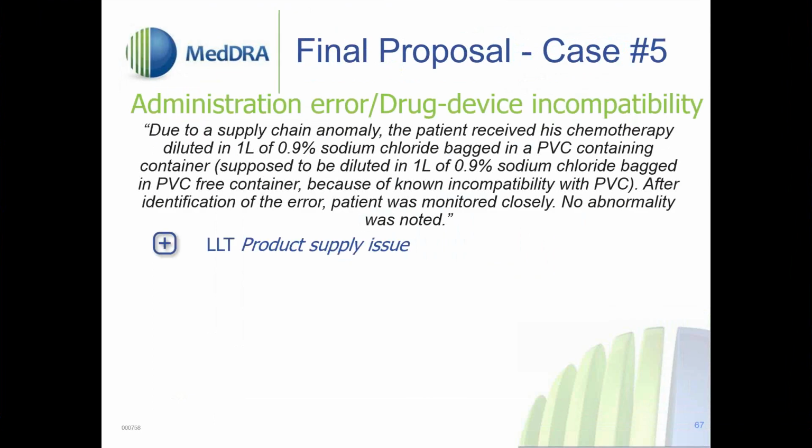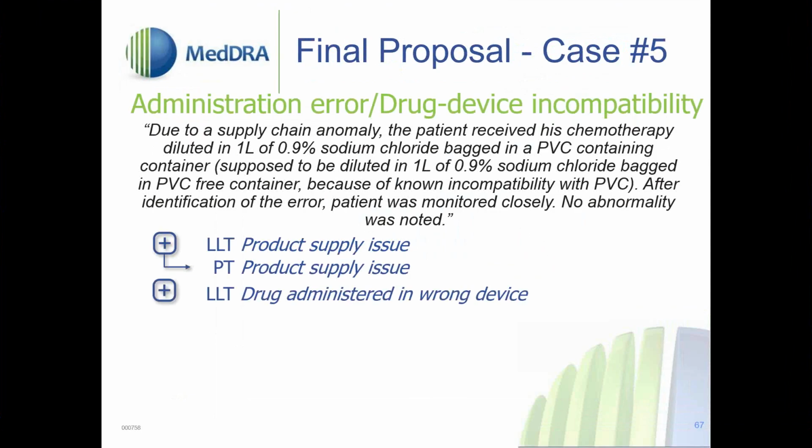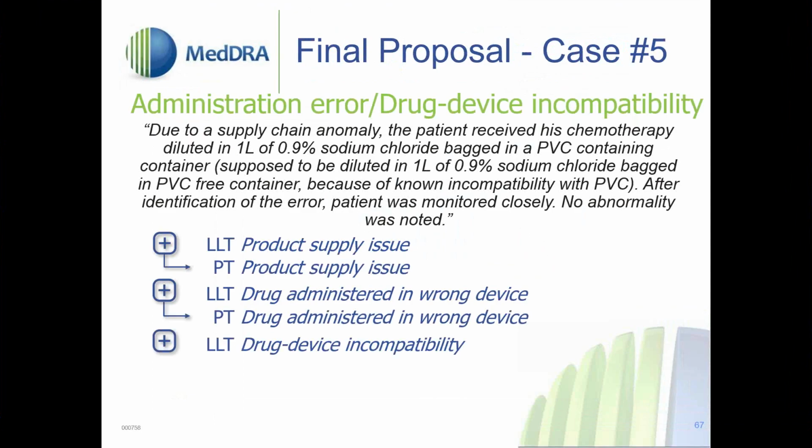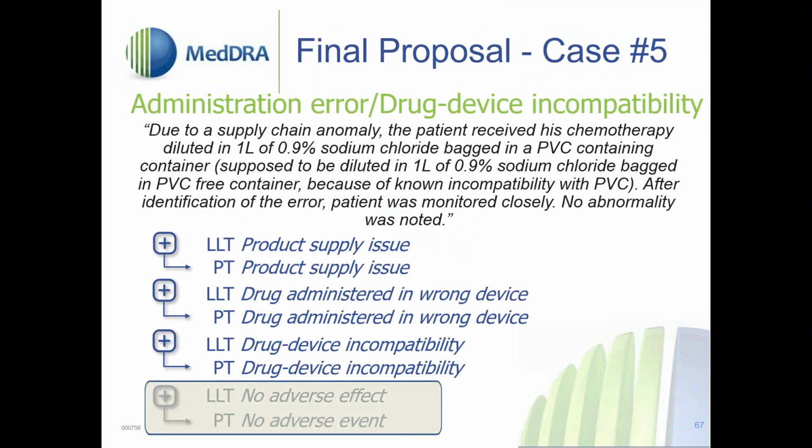And that's why we would first capture the root cause, the product supply issue, same PT. We would capture the stage where the error occurred, drug administered in wrong device. And we would capture the specifics of why this was the wrong device, because of the drug device incompatibility. And depending on your approach, you could also code to no adverse effect under PT, no adverse event. Any questions, Jane?